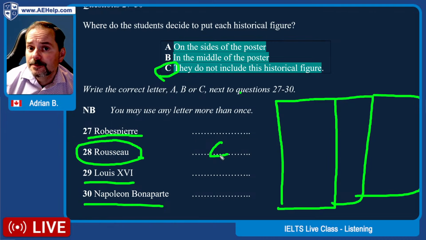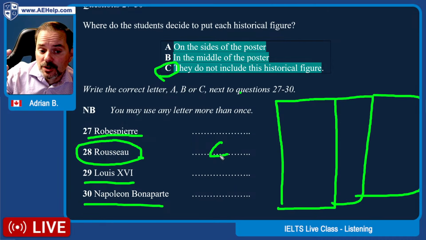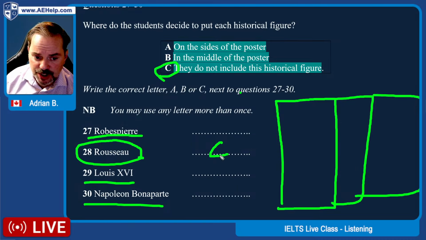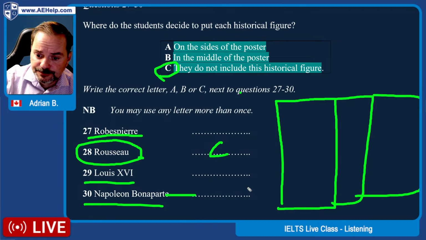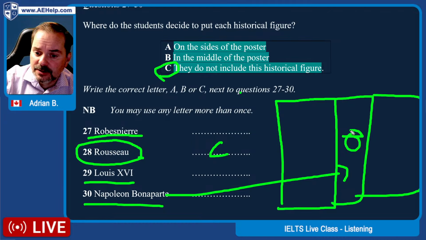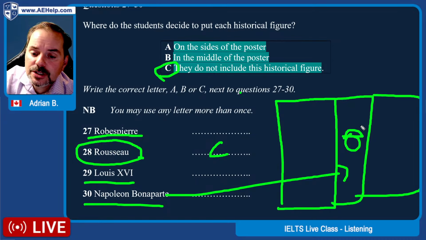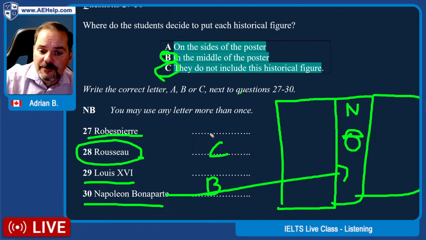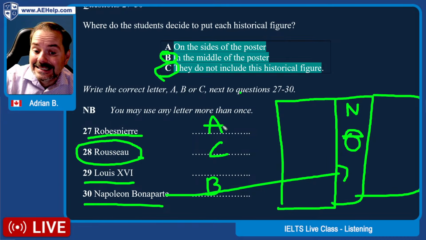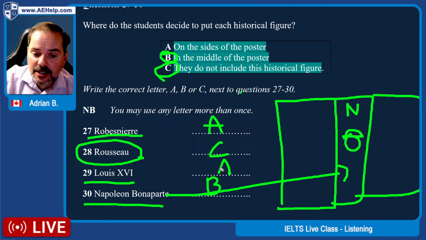Then they mention 2 other people, Marie Antoinette and Voltaire, very famous French historical figures. And they also say that they're putting Napoleon into the center of the poster because he, of course, kind of led the French Revolution. So Napoleon goes in the middle. So he is a B here. Remember, the instructions tell you to put the letters right into the correct spaces, and then from that we can also figure out by deduction that these 2 are A.